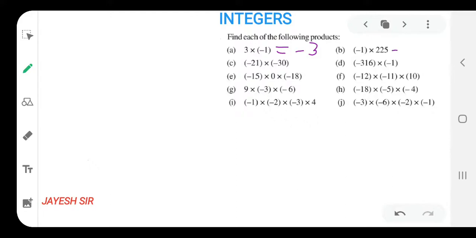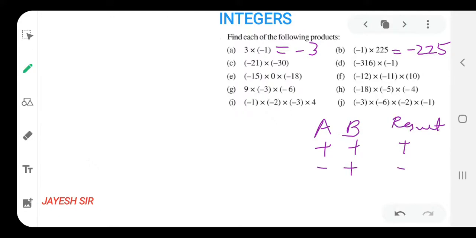Similarly, 1 into 225, our answer is minus 225. That is also very simple, friends. So what we need to understand is from 21 into minus 30. First, before that, let us recall our sign rule. If the signs are same, the answer would be plus. If the signs are different, our answer is negative. Yes friends, and here minus minus, our answer is plus.